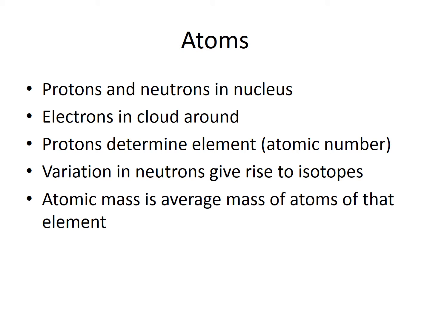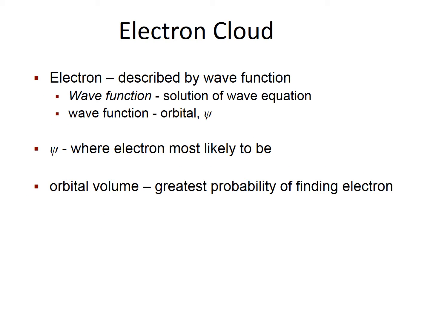Here's the basic atom and how it's put together. There's protons and neutrons in the nucleus and electrons in the cloud around it. The number of protons determines the element, and the number of electrons is equal to the number of protons when it's neutral. Additional electrons give it a negative charge. A reduction in electrons gives it a positive charge. Variations in neutrons give rise to isotopes, and then you have the atomic mass, that is the average mass of atoms of that element. Real basic stuff that you should recall from general chemistry.